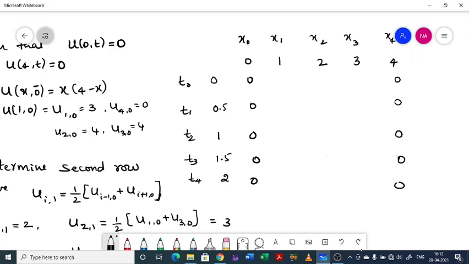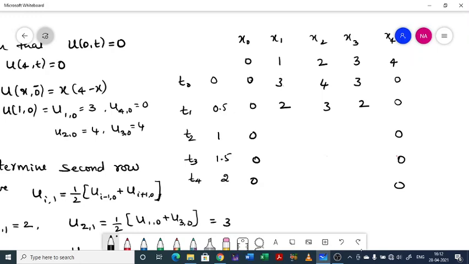And x into 4 minus x, that is the formula you have to use. X equal to 1 gives 1 into 3, 3; 2 into 2, 4; 3 into 1, 3. Next, average of previous values, 4 plus 0 by 2, 2; 3 plus 3 by 2, 3; 4 plus 0 by 2 is 2.